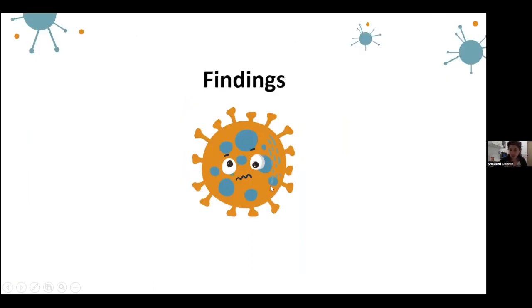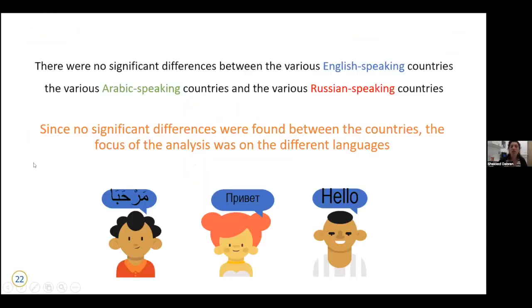And now we came to the findings. So first of all, we found that there were no significant differences between the various English-speaking countries, the various Arabic-speaking countries, and the various Russian-speaking countries. Since no significant differences were found between the countries, the focus of the analysis was on the different languages.